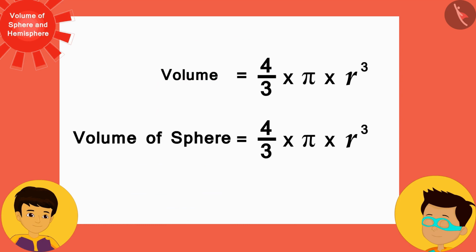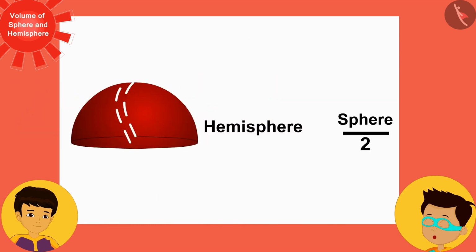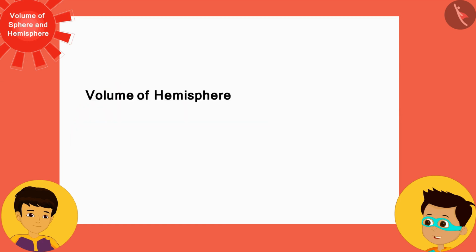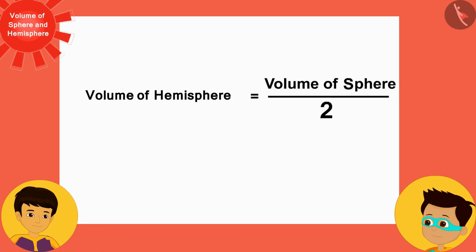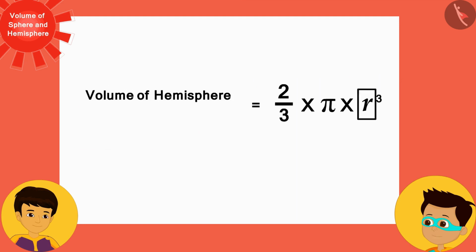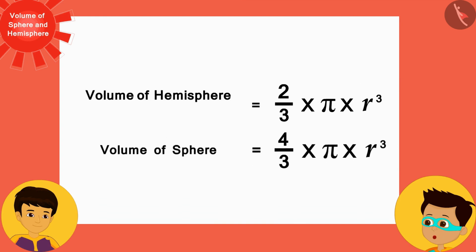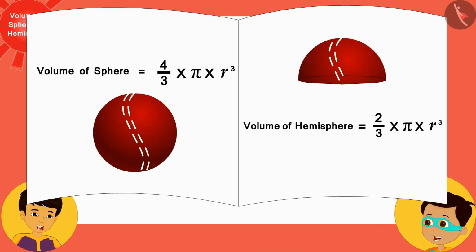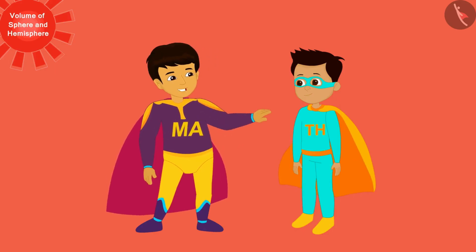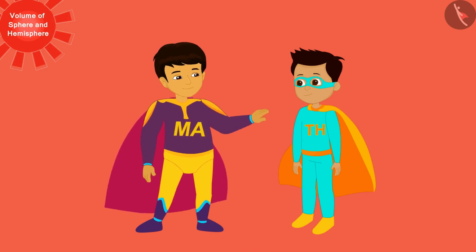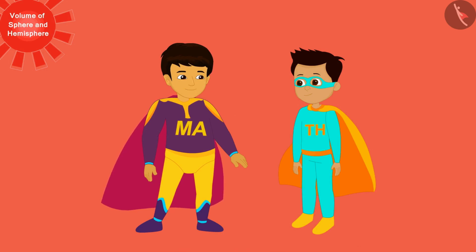Hey, wow, Manas! The hemisphere is half of sphere, is it not? This means that we can write the formula of volume of hemisphere in this way by dividing the volume of the sphere by 2, where r is the radius of the hemisphere. Oh, wow! Let me quickly write both these formulae in the mathematics formula book. Look, Thomas, I have given you 2 new formulae along with the answer to your question.